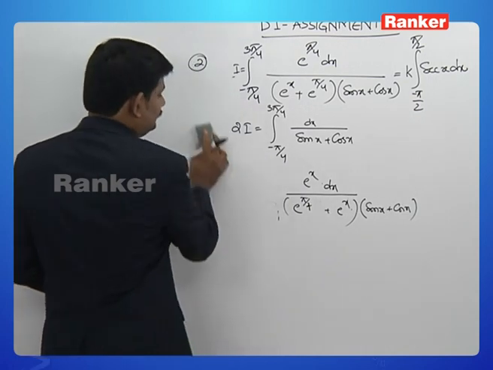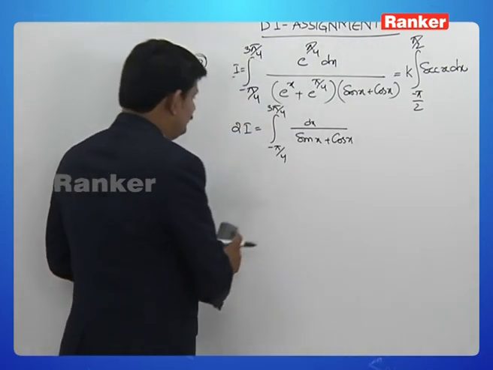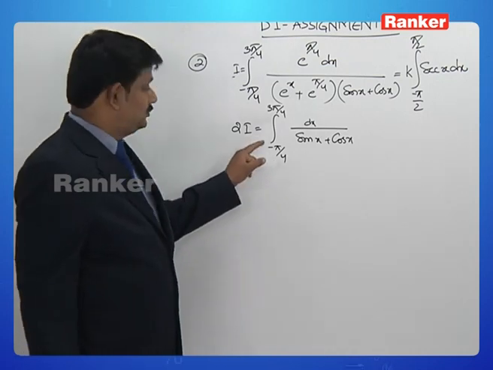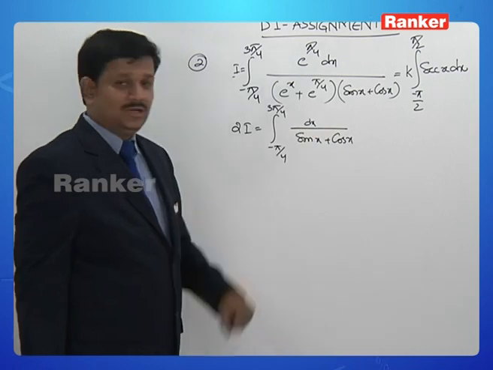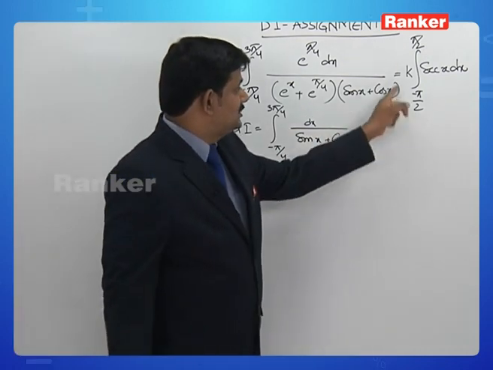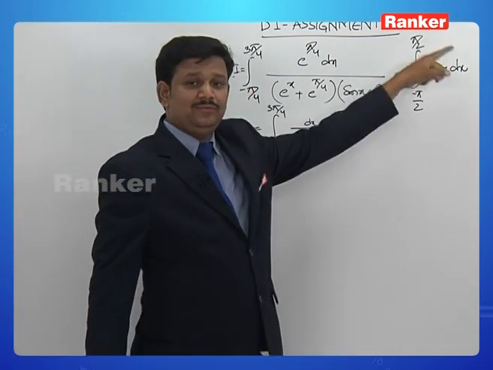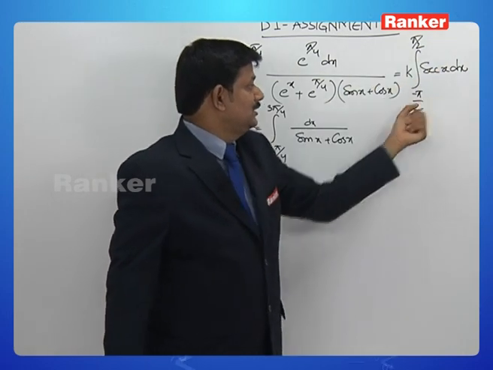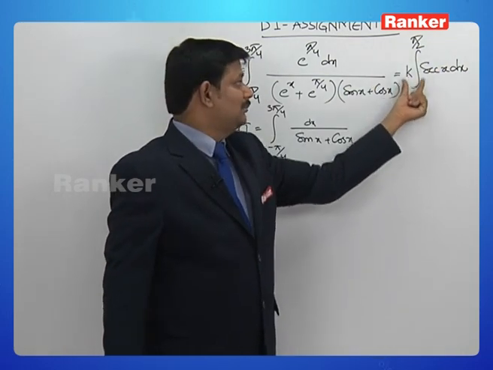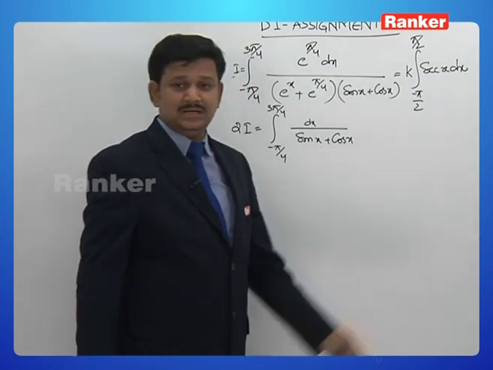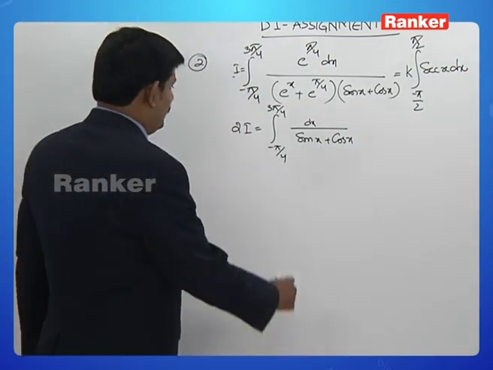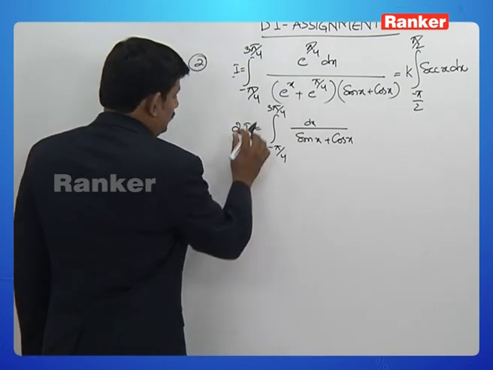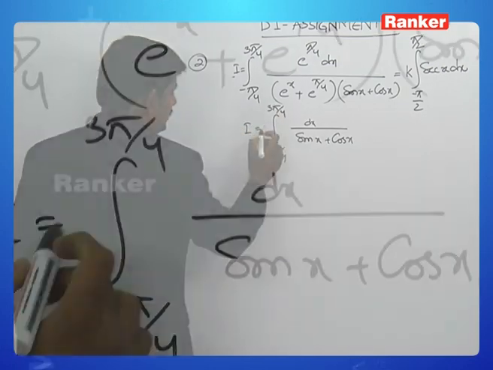So 2I is equal to integral from −π/4 to 3π/4 dx by (sin x + cos x). That is how this integral can get converted itself into a trigonometric integral. We have to write it in terms of integral from −π/2 to π/2 of sec x dx. Now, this 2 we can take to the other side, 1/2.